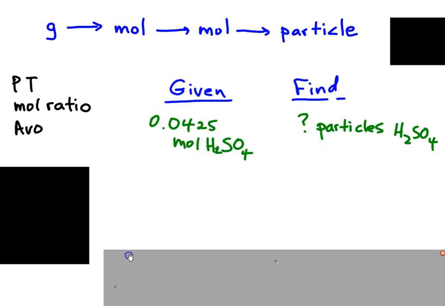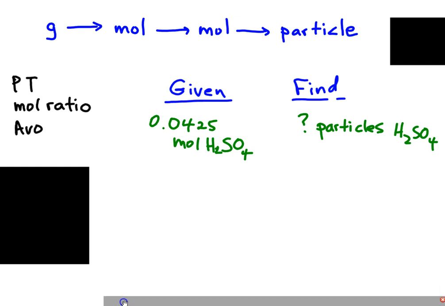So here we go. If you get this as an example, you'll notice that H2SO4, also known as sulfuric acid, is the same particle in both the given and the find. Because I know that, I'm going to cross out moles, or at least one of the moles, because I know I don't need it. Okay? I only need one of those moles.